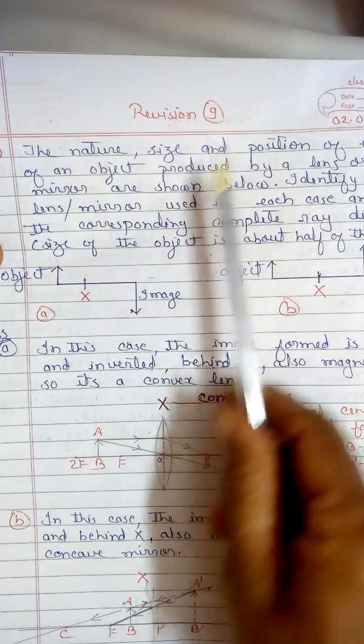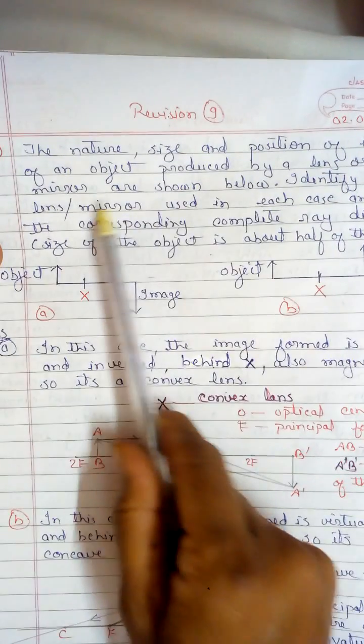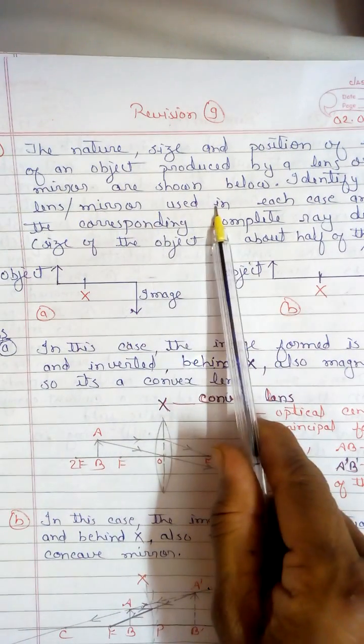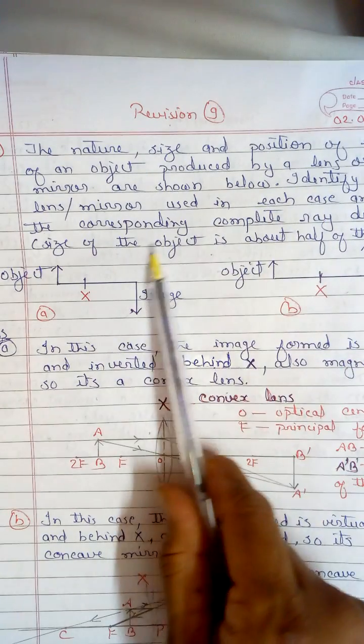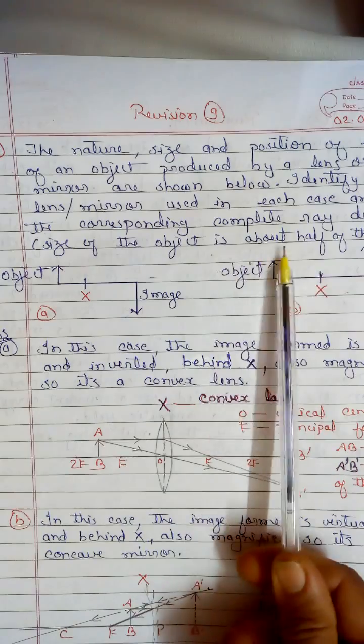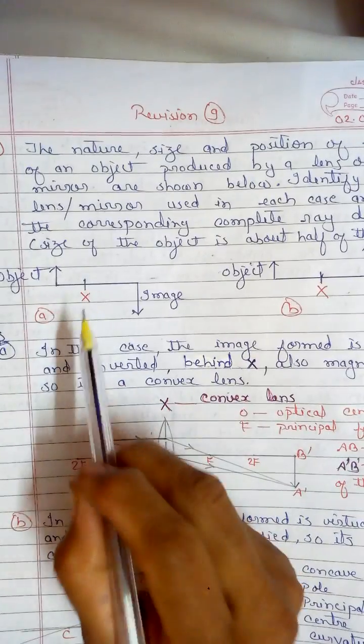The next question is: the nature, size and position of the image of an object produced by a lens or mirror are shown below. Identify the lens or mirror used in each case and draw the corresponding complete ray diagram in which the size of the object is about half of the image. Here this is the mirror or lens.